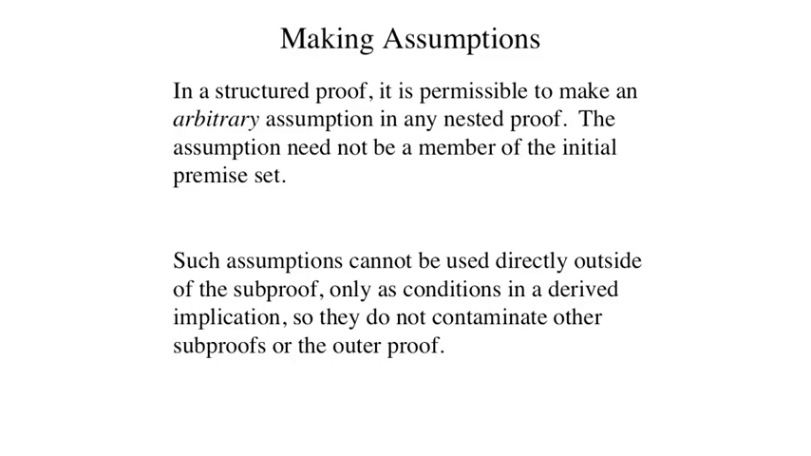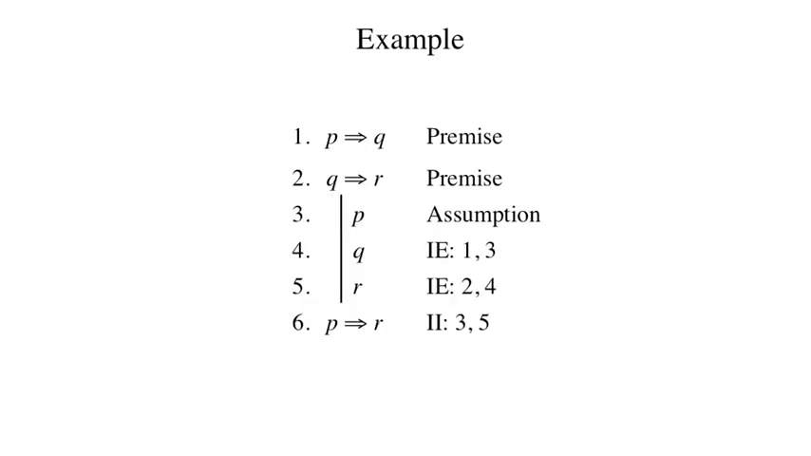In a structured proof, it's permissible to make an arbitrary assumption in any nested proof. The assumptions need not be members of the initial premise set. Note that such assumptions cannot be used directly outside of the subproof, only as conditions in derived implications, so they do not contaminate the superproof or any unrelated subproofs. For example, in the proof we just saw, we used this assumption operation in the nested subproof even though P was not among the given premises.